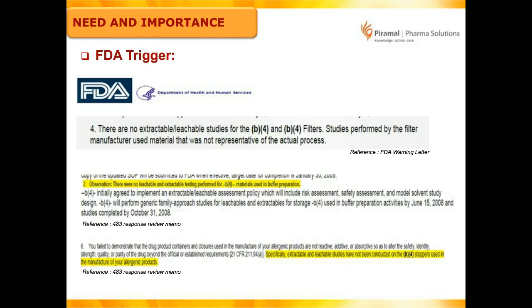Hello everyone. I hope Dr. Balkrishna Agrawal has made clear to everyone what extractables and leachables are, why they are required, what the basic difference between extractables and leachables is, and the need and importance of doing them. So now I'll be guiding you through what guidelines are available to carry out an extractable leachable study, what factors one should consider while carrying it out, and what support and service we, as Piramal, are giving for extractables and leachables. So continuing the same topic, the need and importance of extractables and leachables.